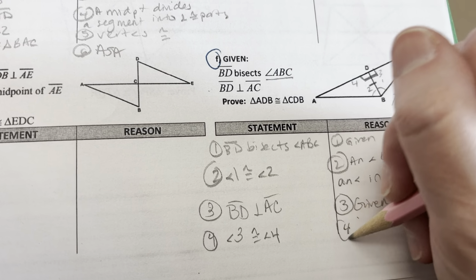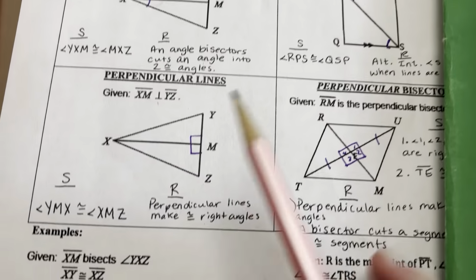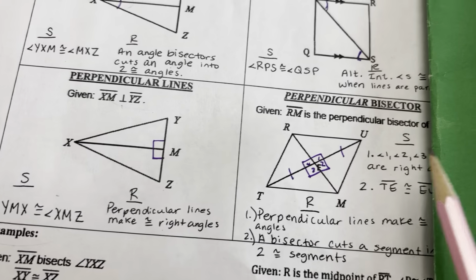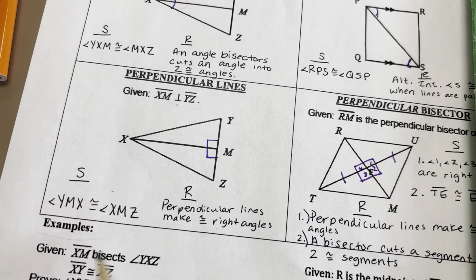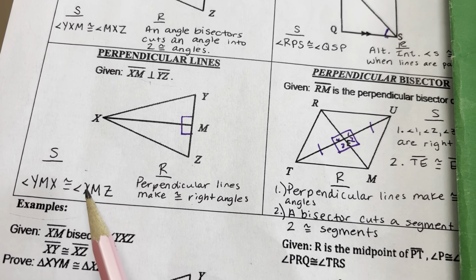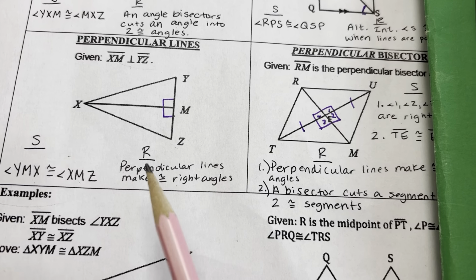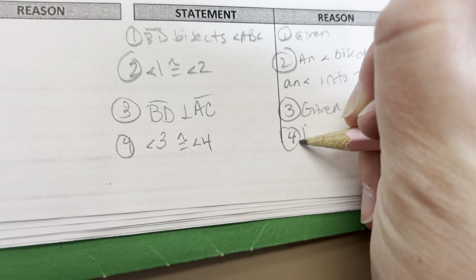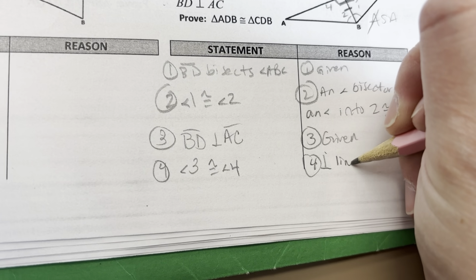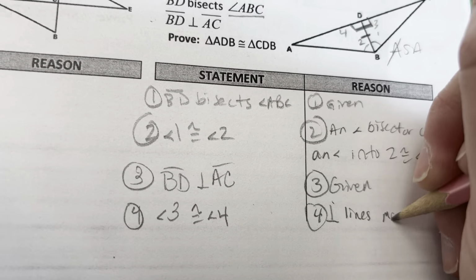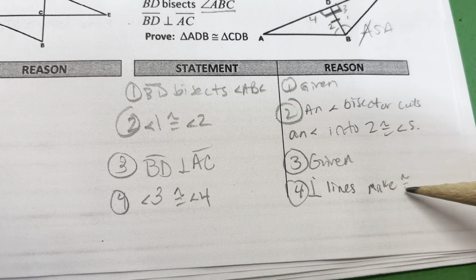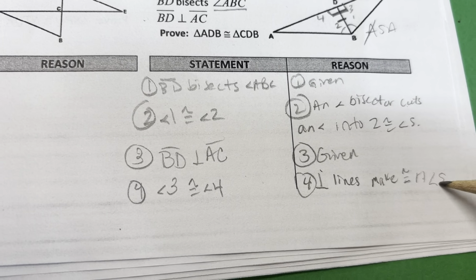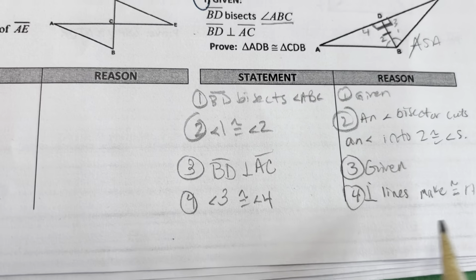Now, as a reminder, for perpendicular, you have two choices. You can say that they are congruent, or you can say that they are right angles. Because I'm using an ASA proof, I'm going this way. So that's why I said angle 3 is congruent to angle 4, but this is my reason. Perpendicular lines make congruent right angles. So I will write that with my symbols. Perpendicular lines make, again, I'm sorry for the writing, make congruent right angles. There we go. Okay. So that's my reason.